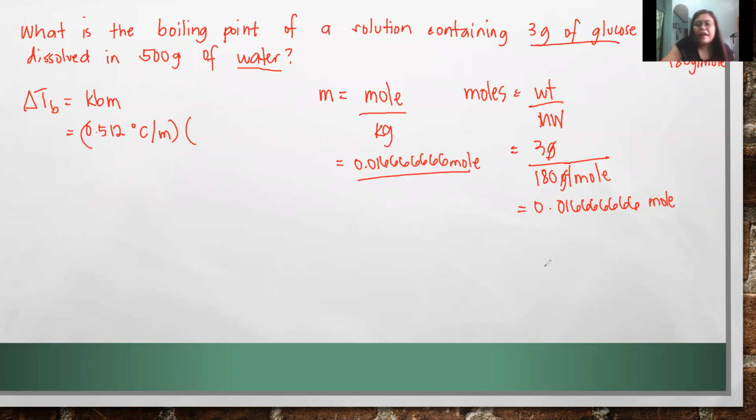Ayan. And then for the kilograms class, grams ang given, so you just have to convert that into kilograms. So 500 grams, our conversion factor here is sa isang kilogram, meron kang 1,000 grams. So this is 0.5 kilograms. Gamiton dinhi in the computation of our molality. So this is 0.016666 divided by 0.5. The answer is 0.0333.